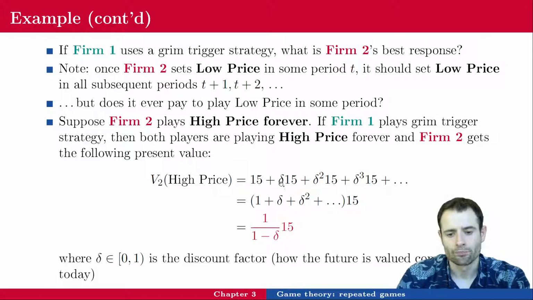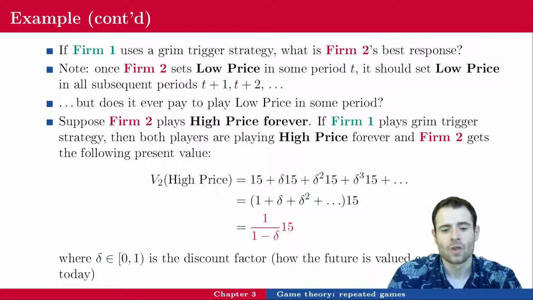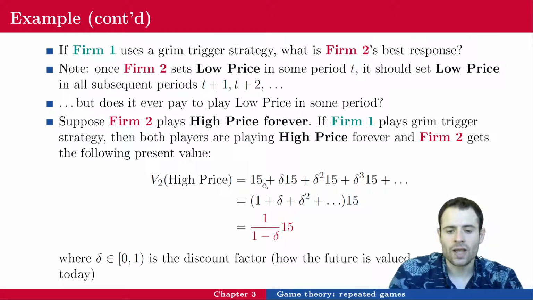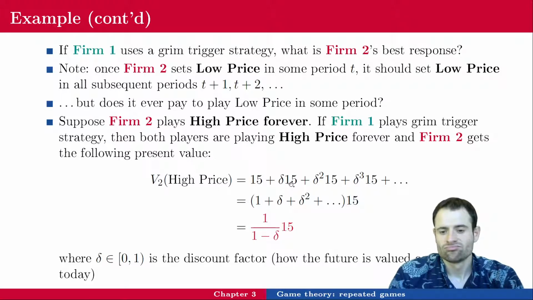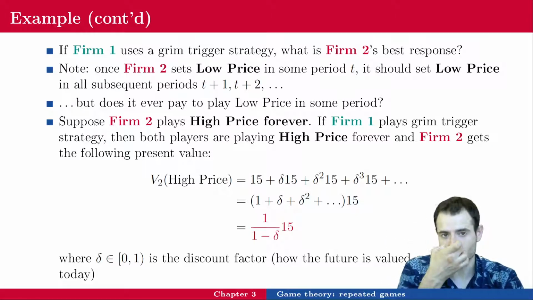So if Firm 1 plays Grim Trigger, and Firm 2 plays High Price Forever, Firm 2 is playing High Price, so both firms will end up playing High Price. Firm 2 gets $15 today, that's the profits of 15, and then it's going to get 15 tomorrow, the day after tomorrow, and so on. But because tomorrow doesn't matter as much as today, we are going to discount tomorrow's payoff by an amount delta. And the amount delta is between 0 and 1. Which means that $15 today is the same as $14 tomorrow, something smaller. Because again, overnight, I could save this money and get some interest.